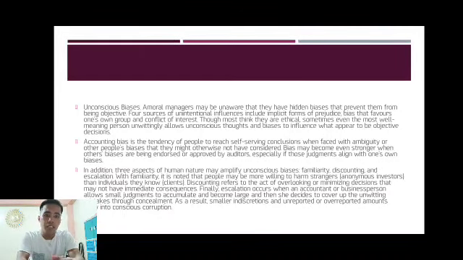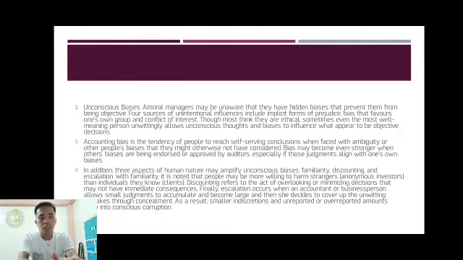Accounting bias is a tendency of people to reach self-serving conclusions when faced with ambiguity or other people's biases that they might otherwise not have considered. Bias may become even stronger when others' biases are being endorsed or approved by auditors, especially if those judgments align with one's own biases.